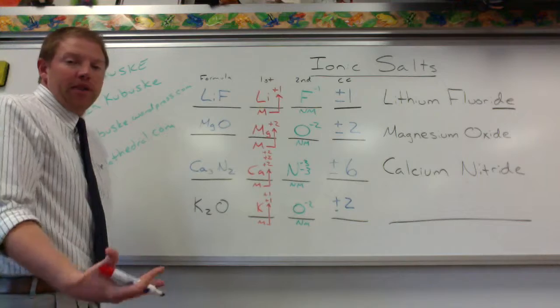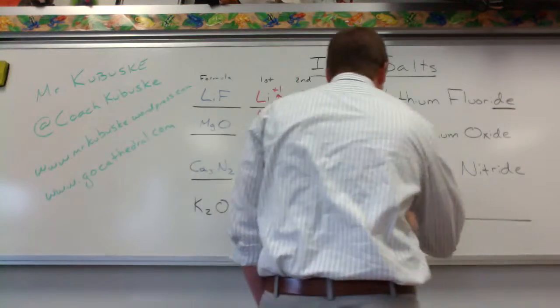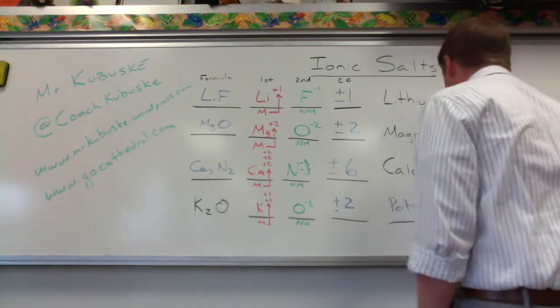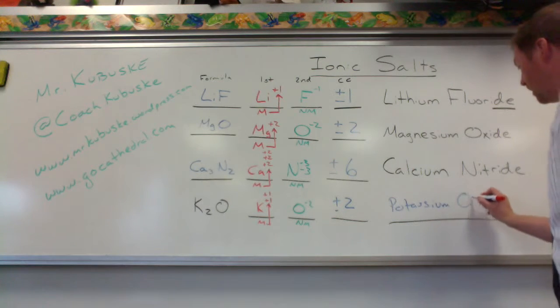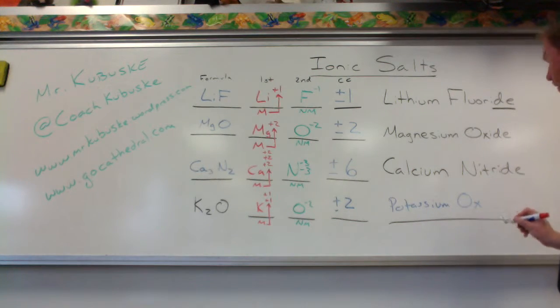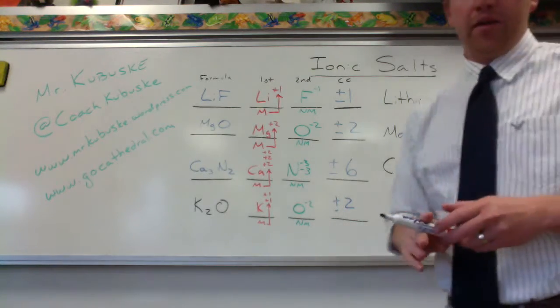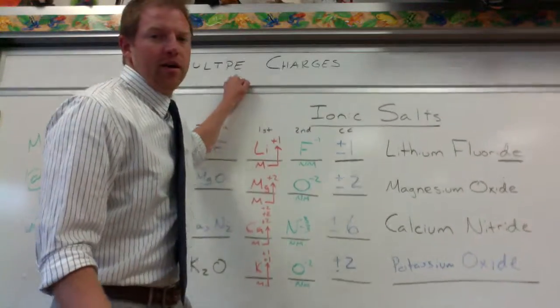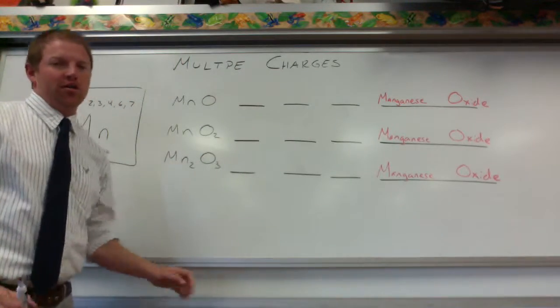And then do I do anything fancy to the name? No, I just write it as it sounds. Potassium, and I'm sorry I have my back to the camera. I know you're not supposed to do that. Potassium, not oxygen. How do I change it? That's right, I change it to oxide. Potassium oxide. That's how you do ionic salts. Now, in the second part of the film, I'll show you how to do this when we have multiple charges.